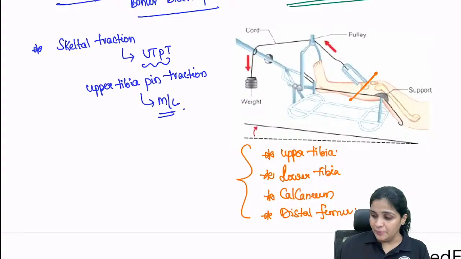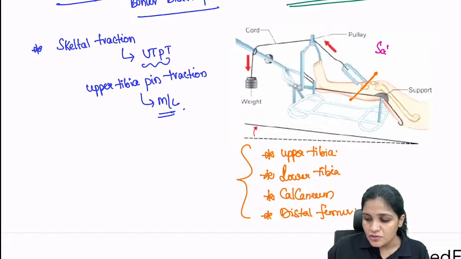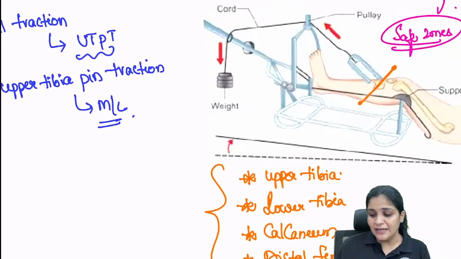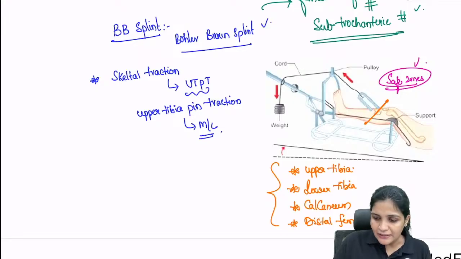Whenever you put the pin, you take care about the arteries and nerves around it, and you use the safe zones. We have certain safe zones for each pin, which are not necessary for you. What is important for you is the name of the splint, that is Bohler-Braun splint, and how you do this. So what all do you need?